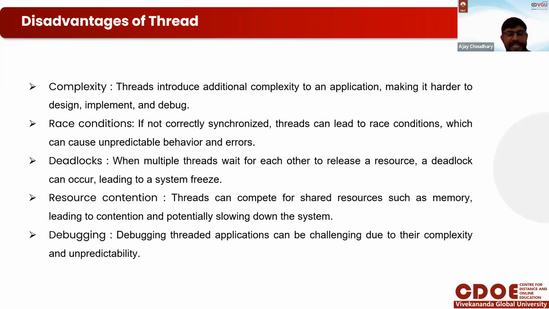Fourth one is resource contention. Threads can compete for shared resources such as memory, leading to contention and potentially slowing down the system.